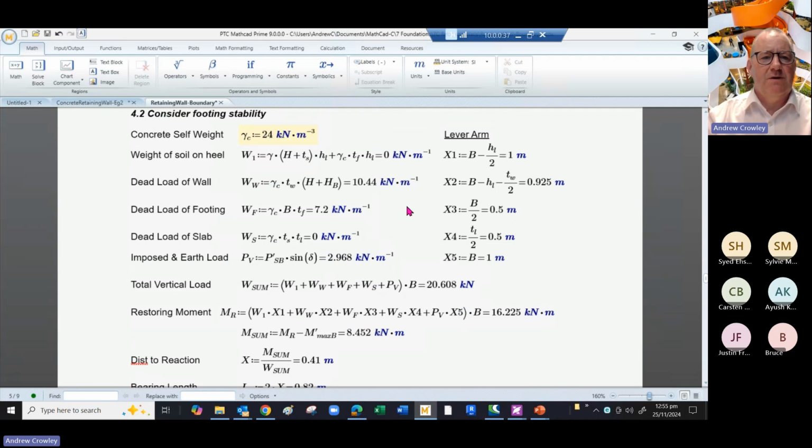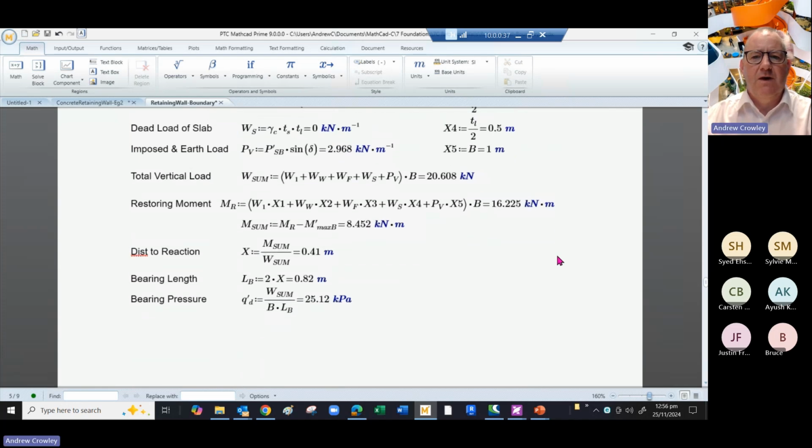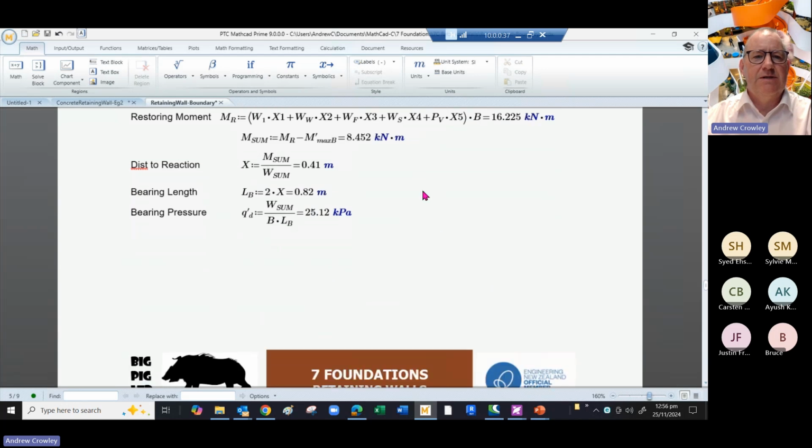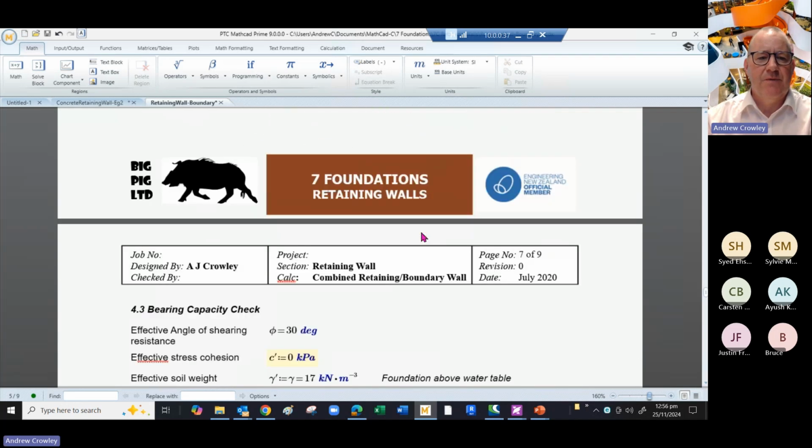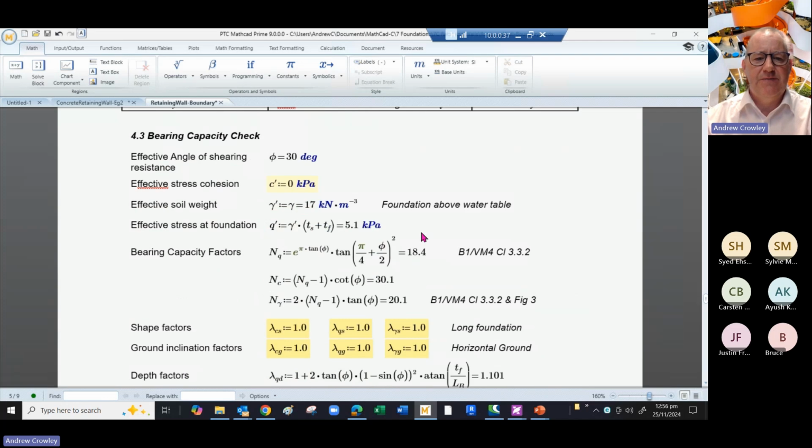Again, working out what the dead load of the wall and the dead load of the footing are. So these are going to be our restoring moments. What are our lever arms? And our total restoring moment works out as 16.2. The distance to the reaction works out as 0.41. That's merely the moment divided by the reaction. So our bearing length is 0.82. That gives us a bearing pressure of 25.12 kPa.